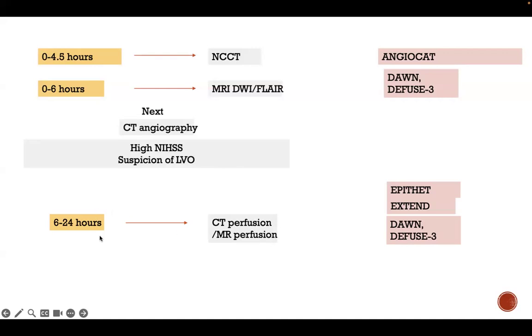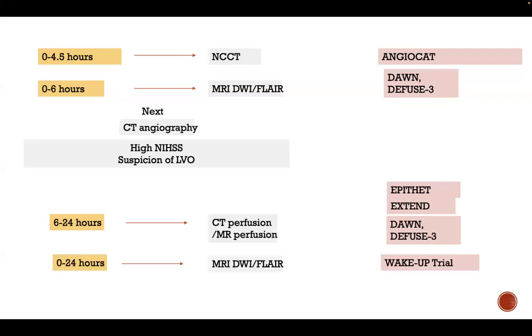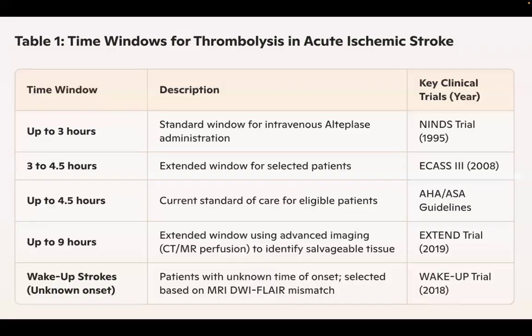Now there are trials coming up. If the patient comes even within 6 to 24 hours, at that time you are going to do a CT perfusion and MRI perfusion imaging to see whether there are any areas which can be salvaged, the ischemic penumbra. Now thrombolysis, they're extending up to 9 hours, based on the EXTEND trial, based on CT and MRI perfusion imaging. This is one thing you would like to see.